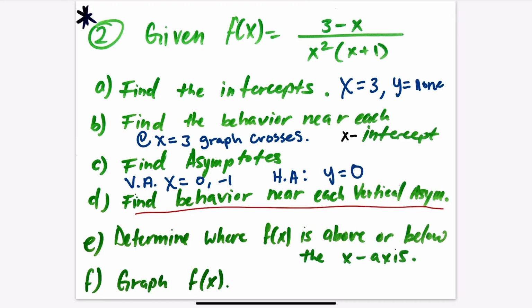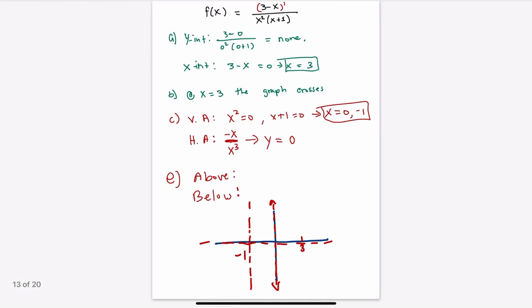To find the behavior near each vertical asymptote, remember, this is going to be taken off the graph, so you don't really need to answer this one. And then determine where f of x is above or below the x-axis. That one is best done after you graph it. So let's focus on the graph here.